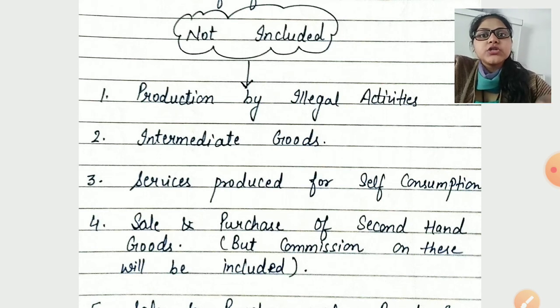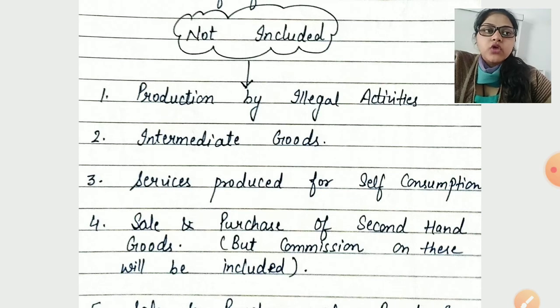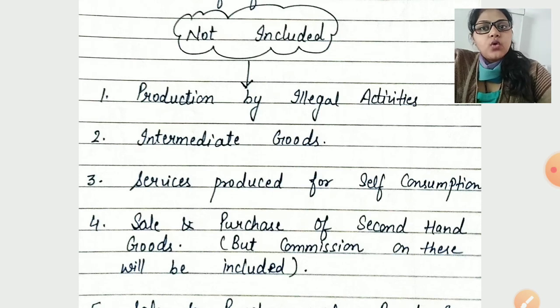Next one is sale and purchase of second-hand goods. For example, if you purchase a car at 10 lakh rupees, and now you are selling it because you are bored or something, at 8 lakh, and that person is also selling it at 7 lakh. If you keep purchasing and selling the same car again and again, it becomes a problem of double counting. So to relieve ourselves from that, we do not add second-hand products, but if we earn commission on it, that commission will be added.